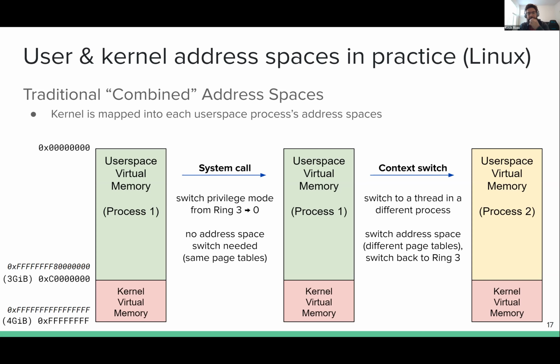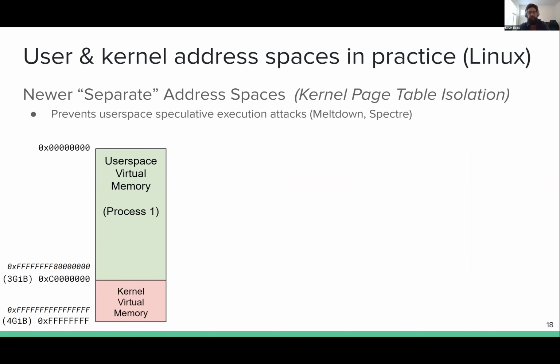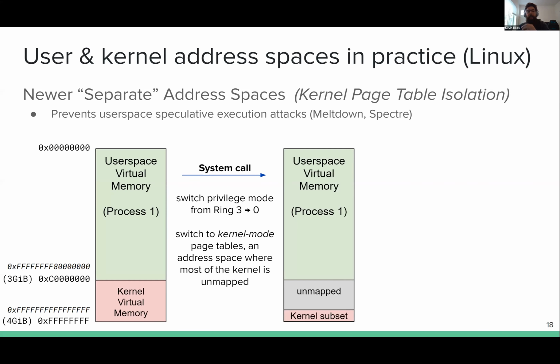But now, with the onset of these speculative execution attacks, kernel developers, specifically in Linux, have been forced to use separate address spaces. This is referred to as KPTI, or kernel page table isolation. Just like we had before, we have the user space virtual memory and the kernel virtual memory. Now, when we execute a system call, we actually need to switch to special kernel mode page tables. This is an address space where most of the kernel is unmapped, which we see down here.